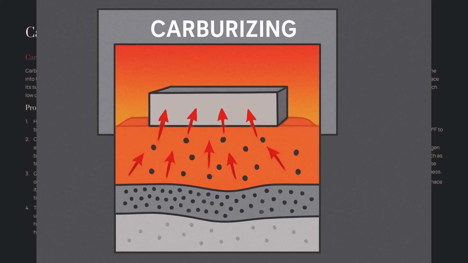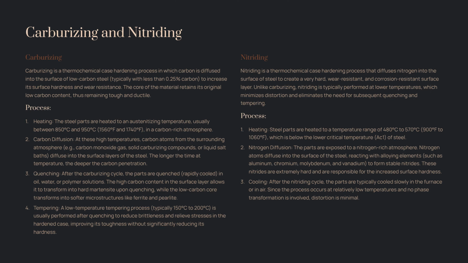Types of carburizing. Gas carburizing uses a carbon-rich gas atmosphere, for example natural gas, propane, or endothermic gas, in a furnace. Packed carburizing: parts are packed in a solid carburizing compound, for example charcoal or barium carbonate, and heated. Liquid carburizing, or salt bath carburizing: parts are immersed in a molten salt bath containing carbon-donating compounds. Vacuum carburizing is performed in a vacuum furnace, offering precise control and cleaner surfaces.